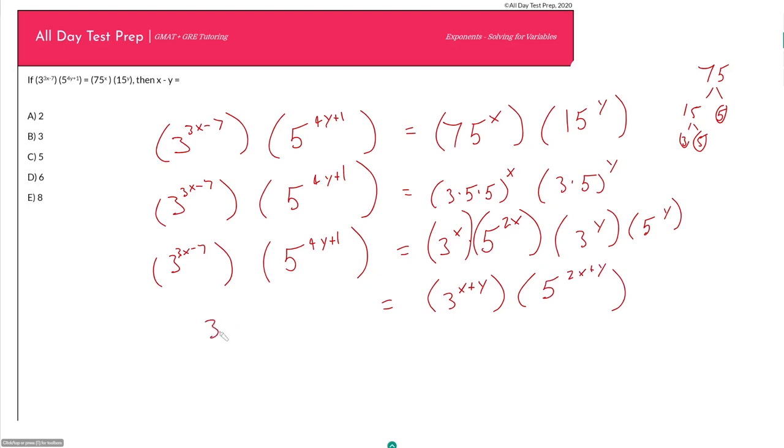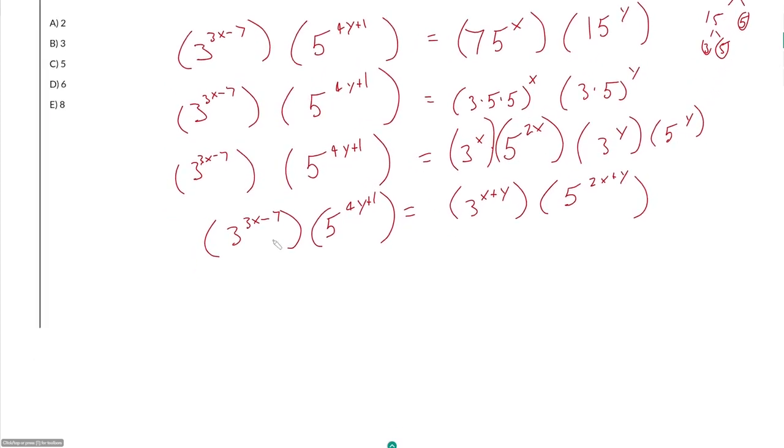Now I have exactly what I want, because my bases on each side line up identically. I always like ordering my bases in ascending order. Then they're easy to match up. Here, it's not that hard to do. So now I just got to set my powers equal to each other and solve. So I know 3x minus 7 must be equal to x plus y, and 4y plus 1 is equal to 2x plus y.